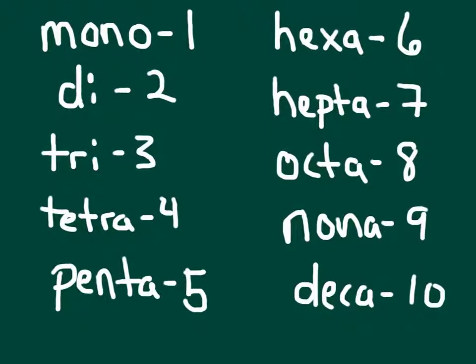Once again, here are your prefixes. Mono is 1, di is 2, tri is 3, tetra is 4, penta is 5, hexa is 6, hepta is 7, octa is 8, and really, octa's going to be the last one you're going to use. Very rarely do you ever use nona and deca, but they're still nice to know. Nona is 9 and deca is 10. So these are your chemical prefixes for your covalent compounds.